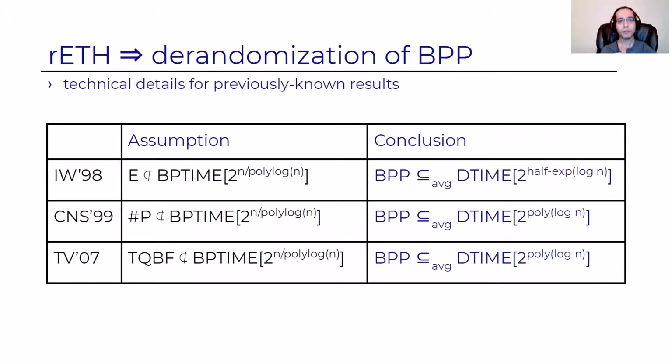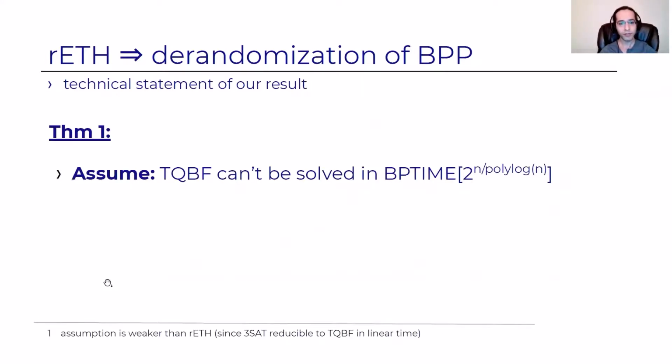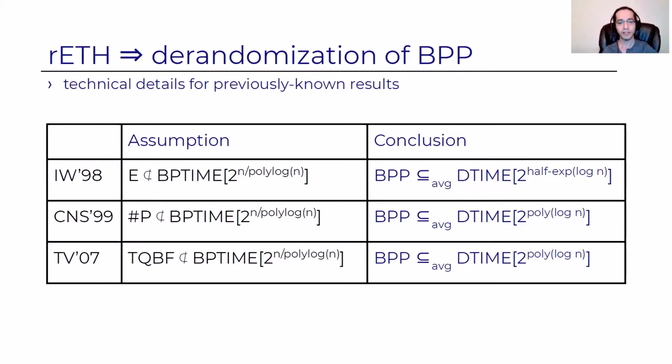So what was previously known for such hardness? 2 to the n over, and let's generalize, 2 to the n over polylog n. And not going into detail, the last line, the previous state of the art by Trevisan and Vadhan, asserted that given such lower bounds for TQBF, we get derandomization of BPP in quasi-polynomial time, 2 to the polylog n.